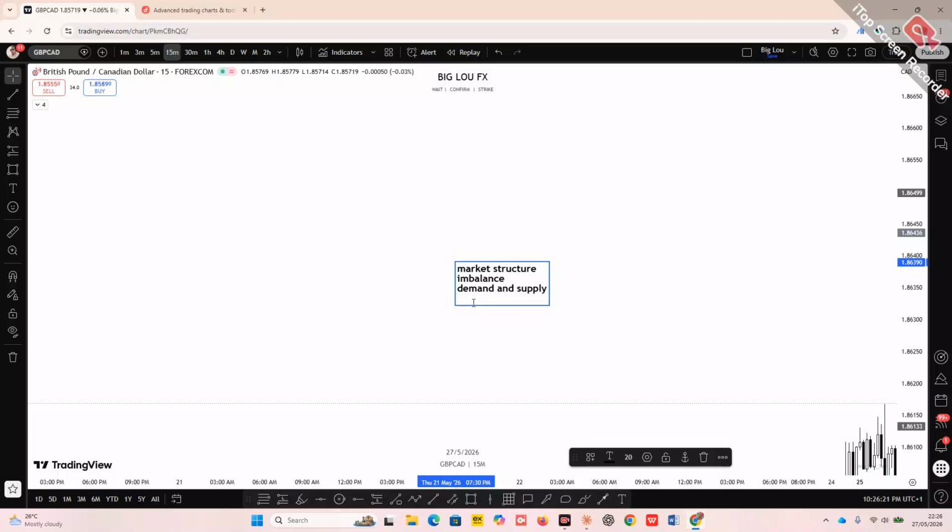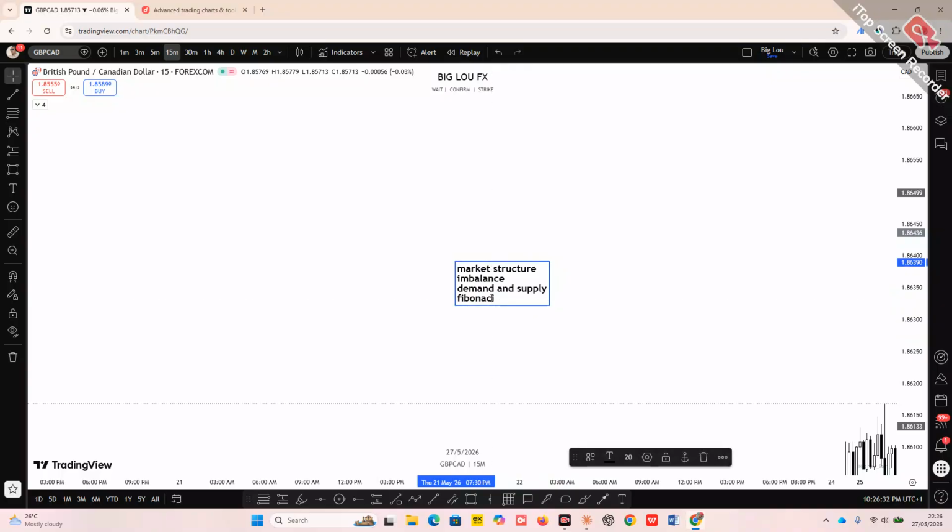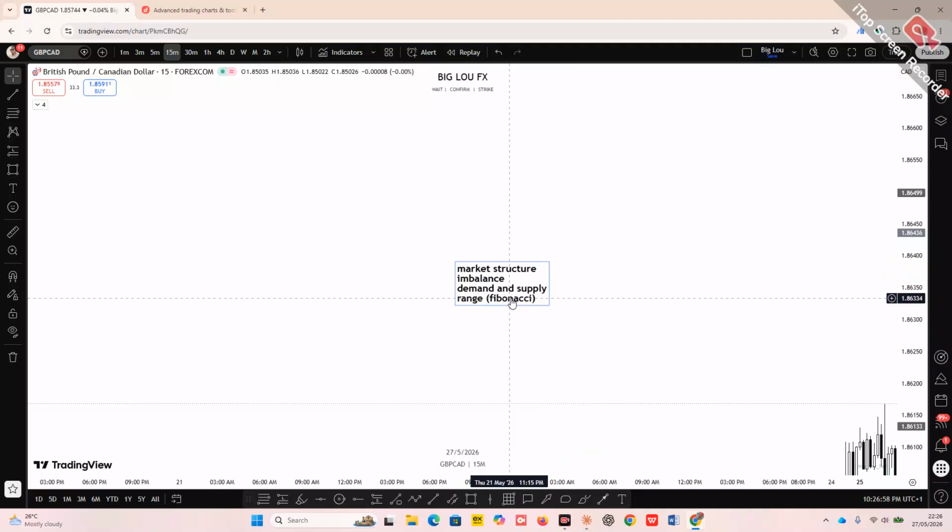One of the concepts I use is the Fibonacci concept. I hope I got that spelling right. Fibonacci, I think it's double C here. In this case, let me just write it: range. I need to know the range I'm trading in. So basically, these are just about four, thereabout. A lot of them, but all these concepts are basic market concepts.